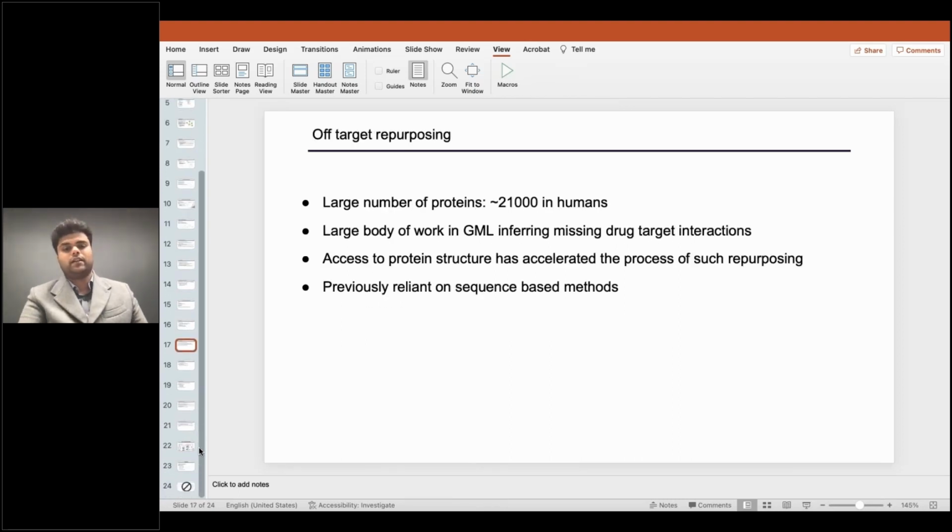So, off-target repurposing. We have a large number of proteins, about 21,000 in humans, and there's obviously a need for inferring a lot of missing drug-target interactions, and that's the entire field of off-target repurposing. Even though there was a dearth of protein structures, with AlphaFold and similar architectures coming into the picture, there is now access to a lot of protein structures, which has accelerated the process of drug repurposing, which was earlier heavily reliant on sequence-based methods.